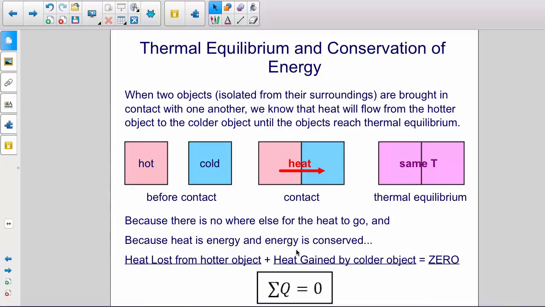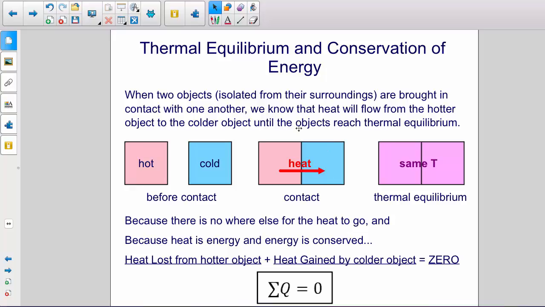When we bring these two in contact, the heat will flow from the hotter object into the colder object until the two objects reach the same temperature. That is to say, they are in thermal equilibrium. Now, heat is a form of energy, so the heat lost by the hot side is gained by the cold side.